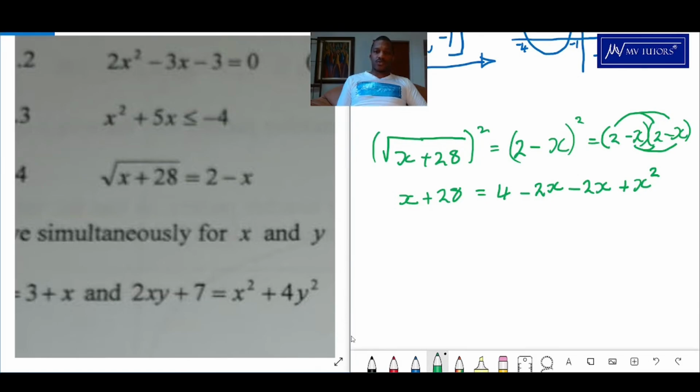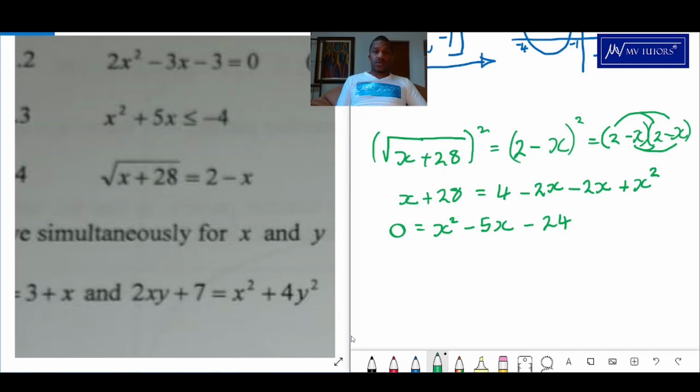What we want to do now is bring these to the other side, so that we'll have 0 is equal to x squared, and then minus 2 is minus 4. Minus 4, if I bring this x to the other side, it becomes a minus x as well, so then I'll have minus 5x. And then in terms of numbers, I have 4 this side, and then I have 28. So what's 4 minus 28? It's actually 24.